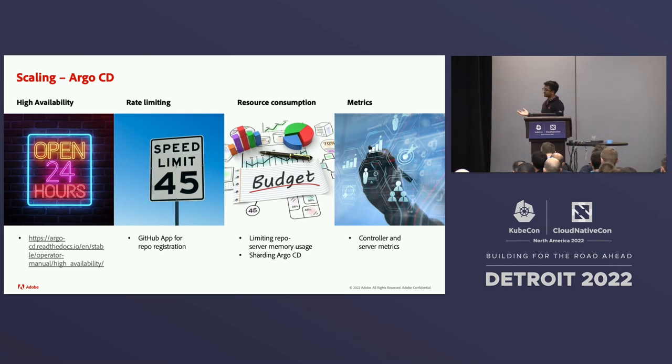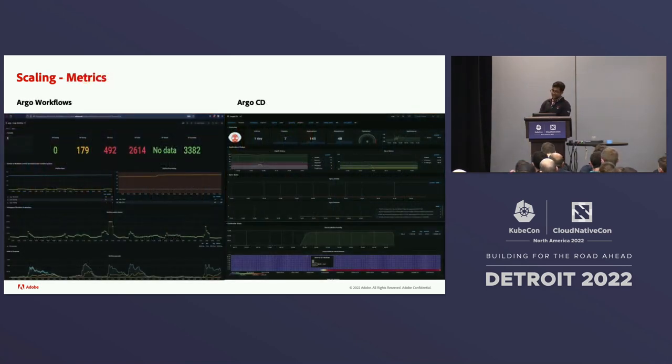Argo CD as well exposes various Prometheus metrics that are well documented, as well as for the different components such as the API server, as well as the application controller operations. And these are great for monitoring, and they also include examples of Grafana dashboards online. So here you can see our own Grafana dashboards that draw on the metrics available for Argo Workflows and Argo CD. And these really do help as you scale up, because you can catch problems early as you debug them.